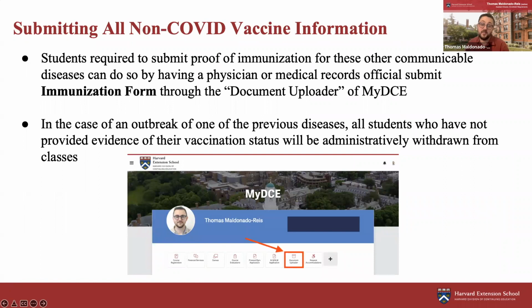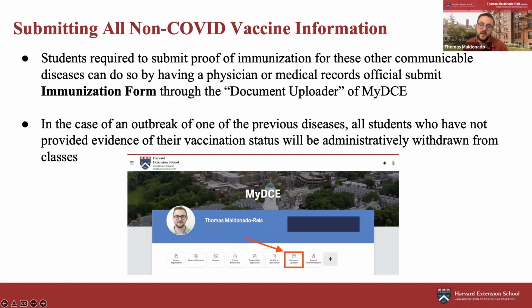In order to submit this, this immunization form can also be submitted through MyDCE in that same document uploader that we talked about when we talked about English proficiency. I will note this is one form that I don't have linked to in this presentation. It's not going to become available until registration begins on July 15th. So we will update this slide later, but also please review our website to be able to find that form.